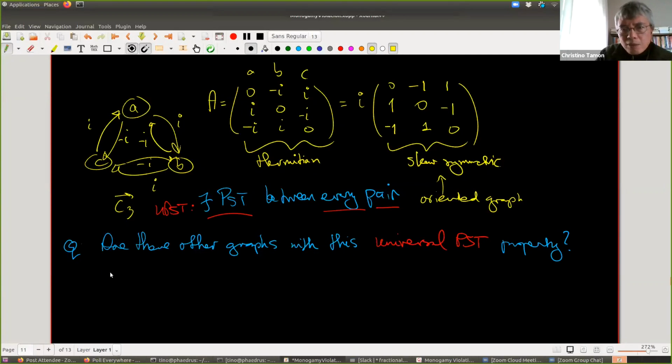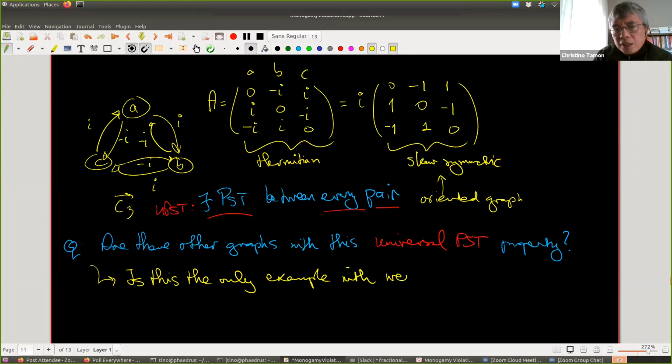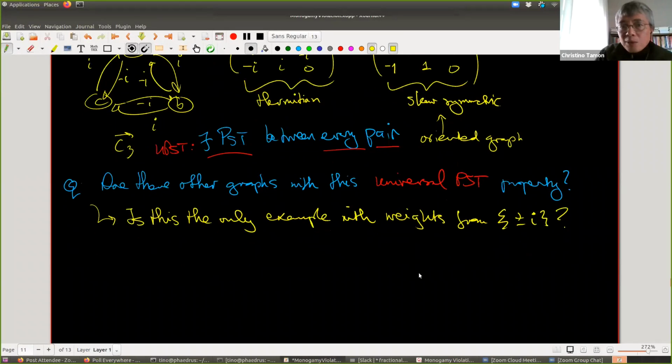So one of the open questions we have is, is this the only example with weights from plus minus I? This is open. We don't know the answer to this. So essentially, if you are allowed to only use plus minus I for the weights, then is it true that this is the only example with this universal property? So we don't know the answer to this.